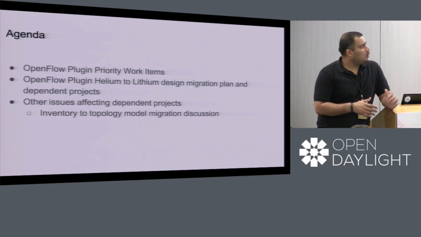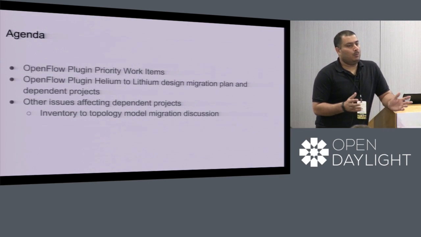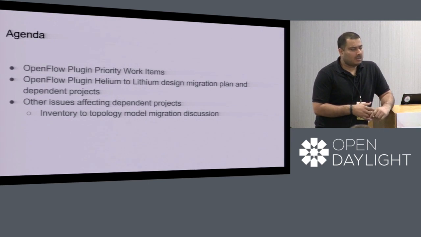And this is not OpenFlow plugin specific, but a controller-wide initiative where everybody will try to move from the inventory to the topology model. And I think the inventory model is already deprecated in Beryllium, and Boron will remove it. So this is something which every project will have to take care of in their project planning.